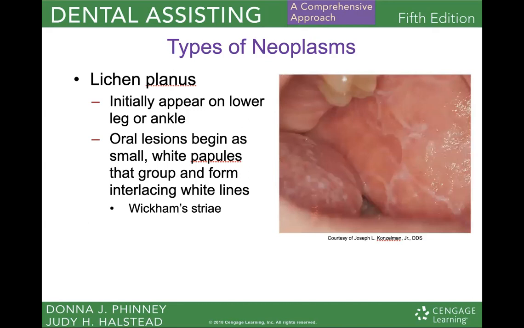Lichen planus initially appears on the lower leg or ankle. In the mouth, the oral lesions begin as small white papules that group and form interlacing white lines, which is called Wickham striae.